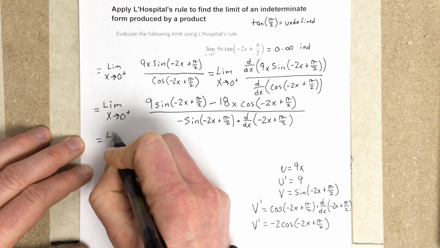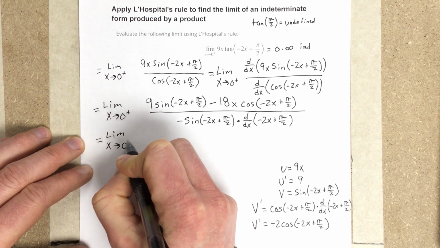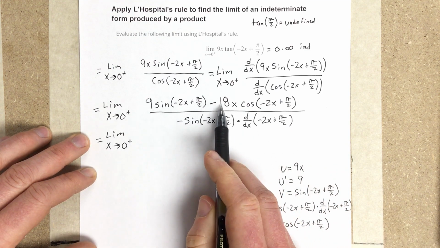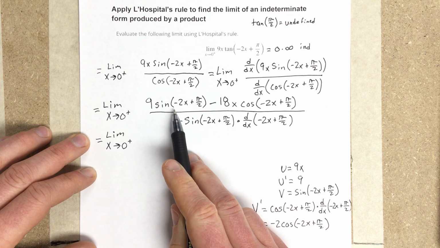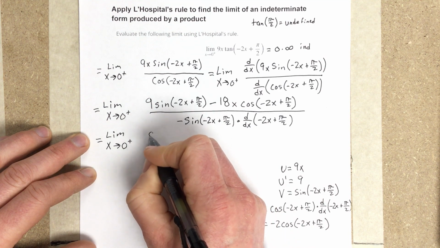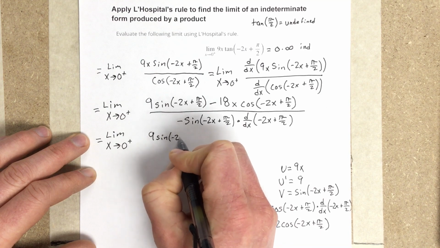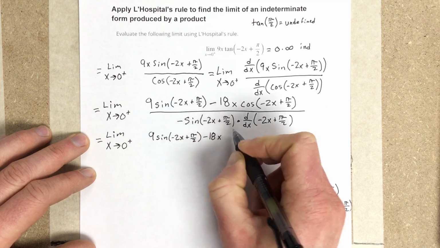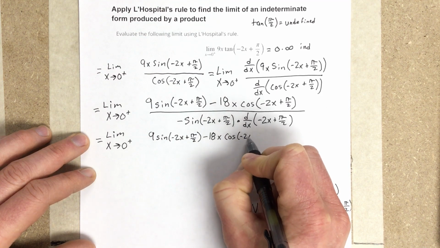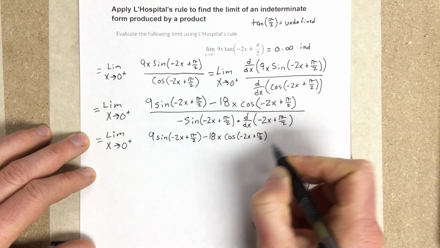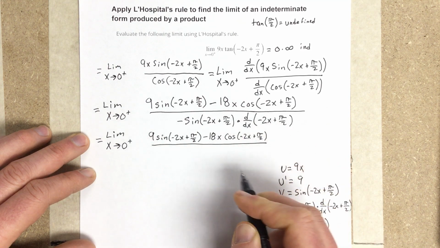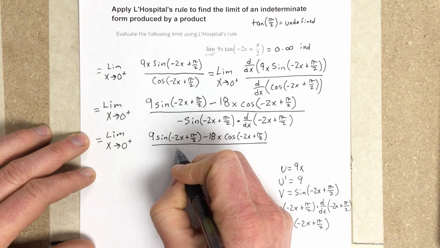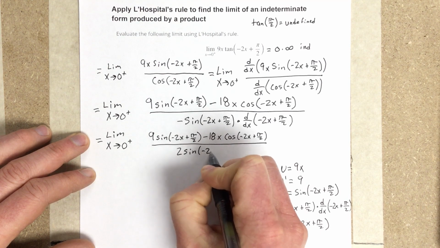We end up with the limit as x approaches 0 from the right. We could factor a 9 out, but I think we'll just leave it. So we're going to say 9 sine of negative 2x plus pi over 2 minus 18x cosine of negative 2x plus pi over 2, all over the derivative of negative 2x, which is negative 2. So I multiply that times the negative there, and I get 2 sine of negative 2x plus pi over 2.